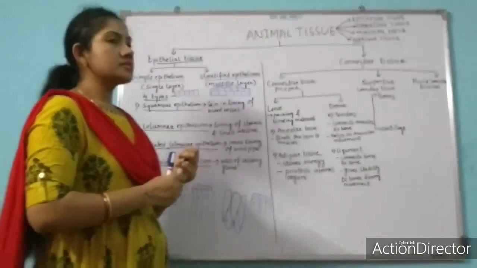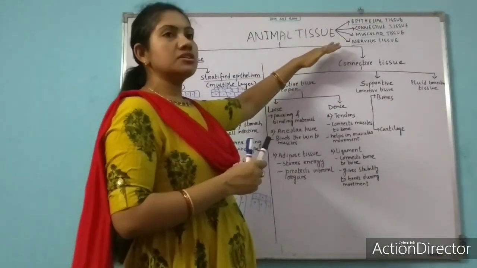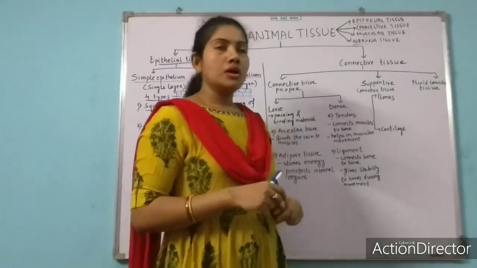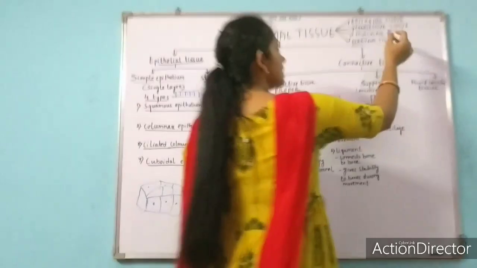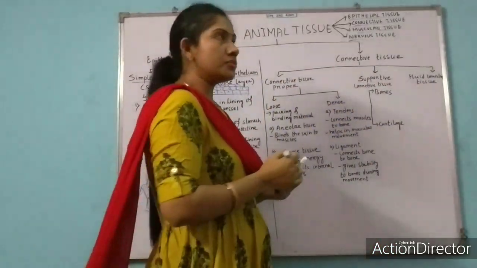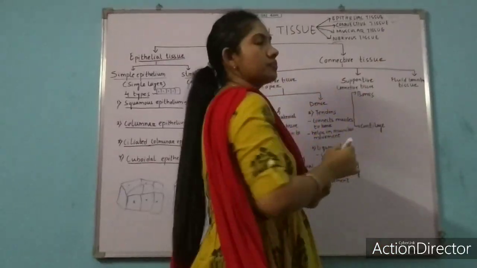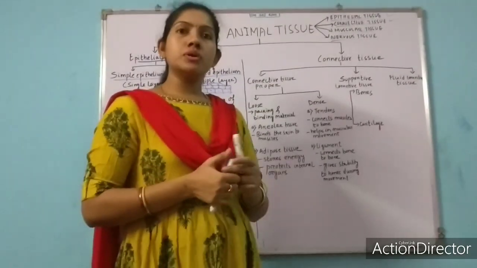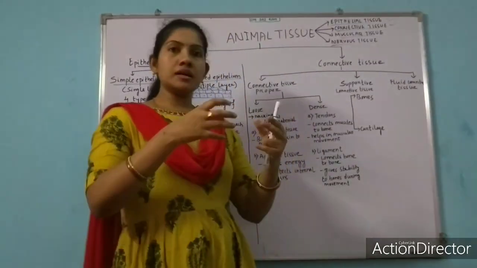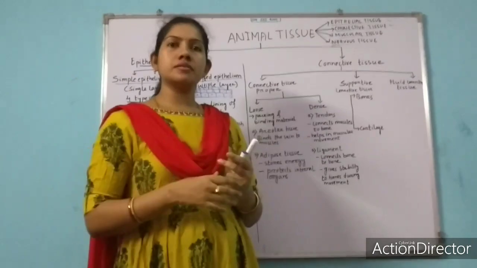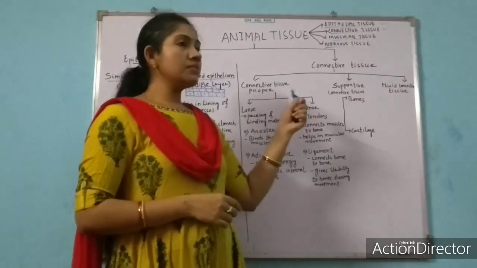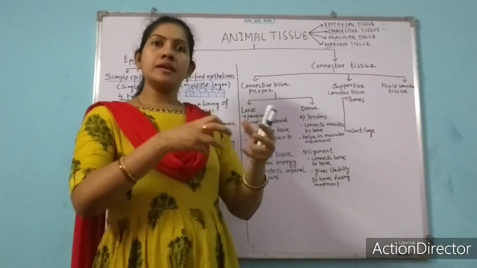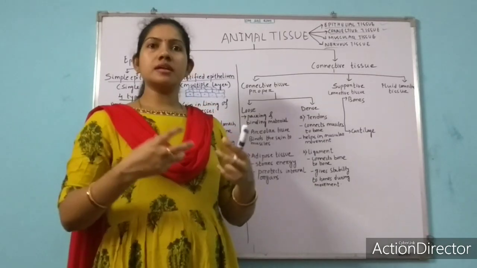Next we will discuss another type of animal tissue, that is connective tissue. Already we have discussed epithelial tissue. Now come to connective tissue. Connection means what? It will connect one part to another. So connective tissue mainly connects the organs inside our body.